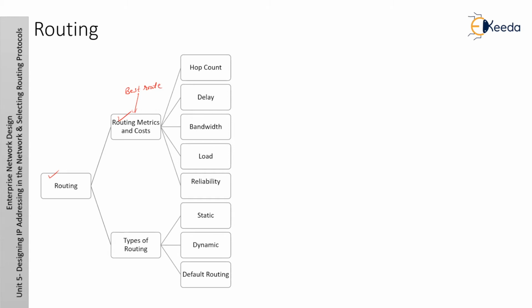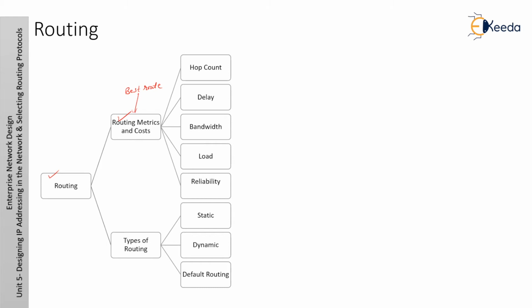Some protocols use static metrics, which means that their values cannot be changed, and some routing protocols use dynamic metrics, which means that their values can be assigned by the system administrator. Fine.